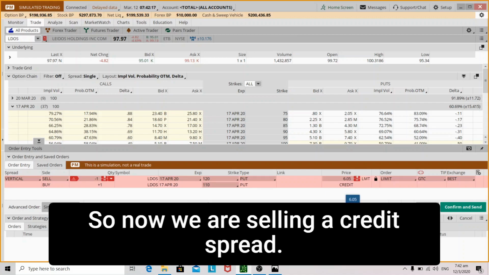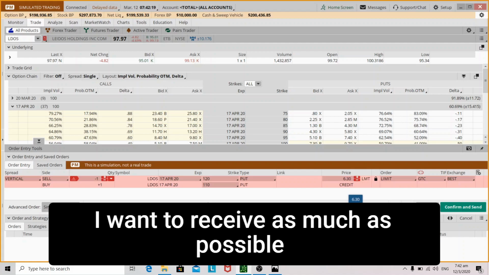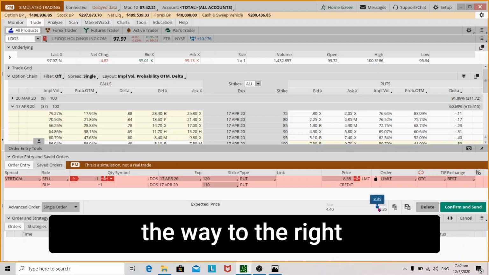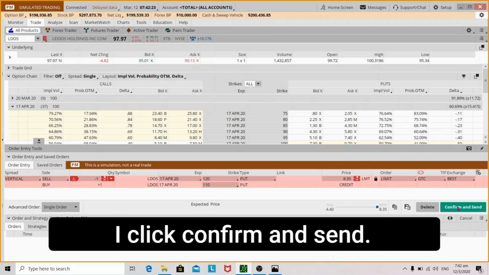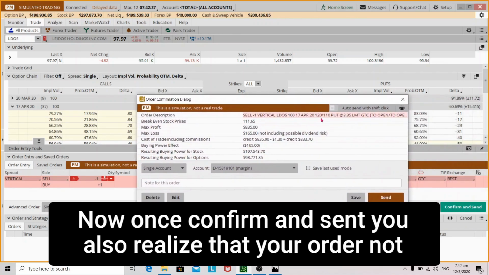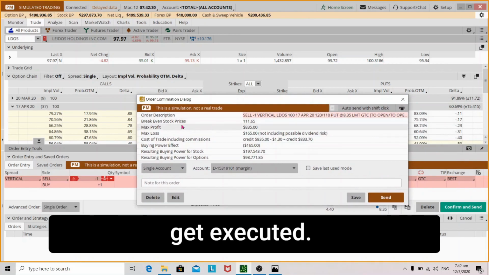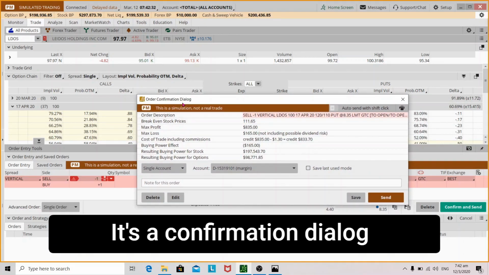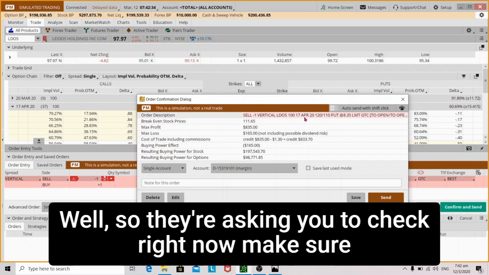So now we are selling a credit spread. I want to receive as much as possible. I slide the bar all the way to the right. Finish. I click confirm and send. Now once you confirm and send, you also realize that your order is not yet executed, right? It's just a confirmation dialog. They are asking you to check right now. Make sure this is correct, right?